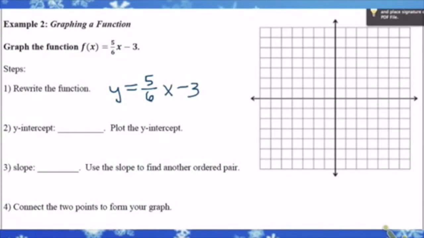Again, notice, not a big change, just using y instead of f of x. We look for the y-intercept. The y-intercept here is (0, -3). And we plot the y-intercept. So going over to the graph, I'm going to plot (0, -3).